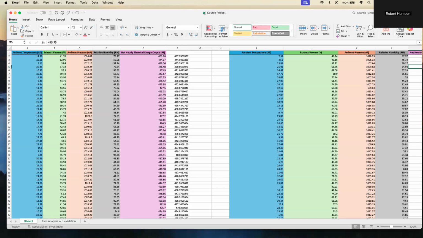Hello. This is the course project for Machine Learning for Product Managers, the end of module 6 of course 1, where we were tasked to build a model to predict the net hourly electrical energy output of a power plant. First, we were given this data, as you can see on the left, and on the right is my validation and test information.